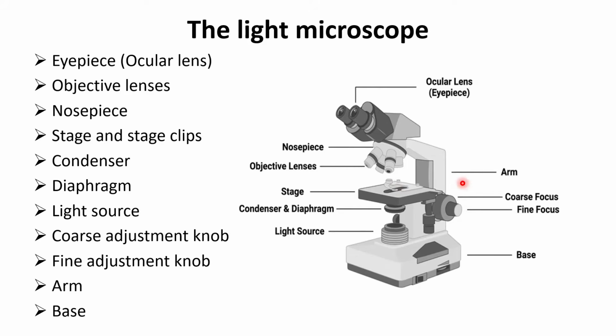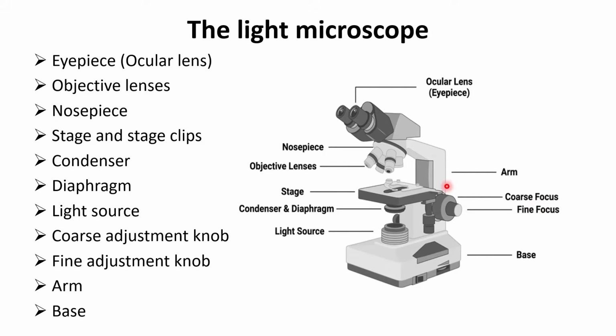Then we can talk about the fine adjustment knob and the coarse adjustment knob. The fine adjustment knob moves the stage for smaller distances and enables precise image observation. The coarse adjustment knob moves the stage for larger distances, for a rough overview of the object.